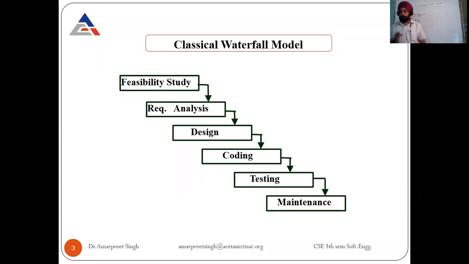After testing, the next phase is maintenance, where we deliver the software to the users, and even after delivering, continuous maintenance is required from time to time, either adaptive maintenance, perfective maintenance, or corrective maintenance. Those are the different types of maintenance. So maintenance is a very important phase of any software product. So this is the main classical waterfall model. But what is the problem here, that we will see next.